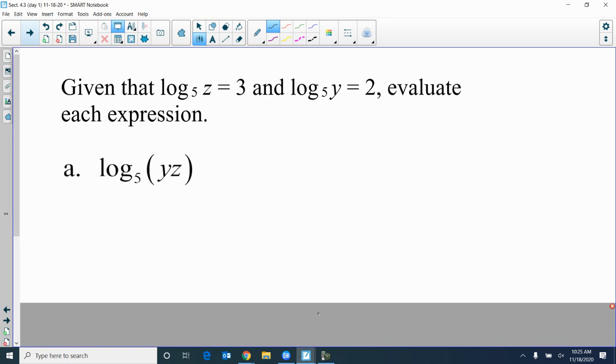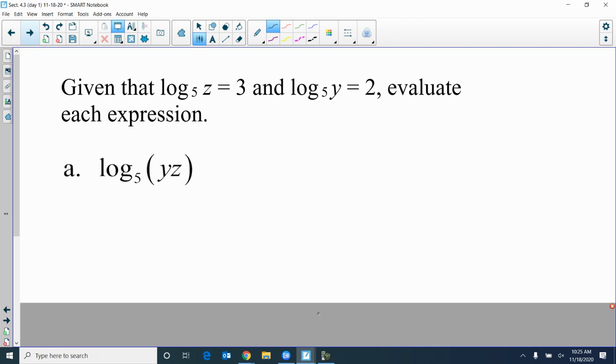All right, let's take a look at just some quick evaluations. Given that log base 5 of z equals 3, I'm just telling you that, and log base 5 of y equals 2, I want you to evaluate these two cases here. So the first one is log base 5 of yz. It's going to equal a constant. Both of these are going to end up equaling a constant. Well, right now you cannot tell me anything. So use our laws of properties.